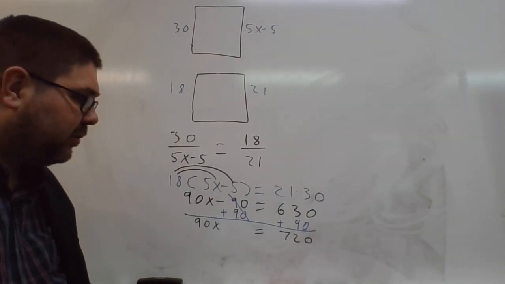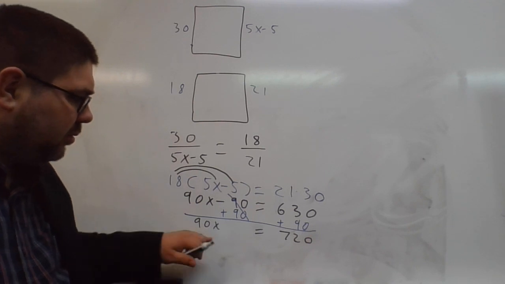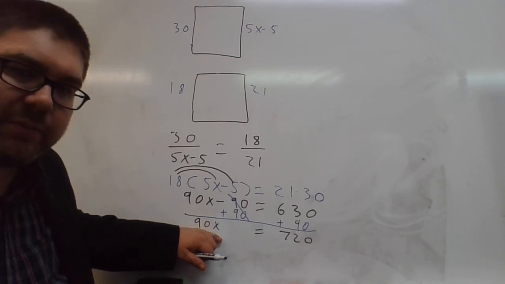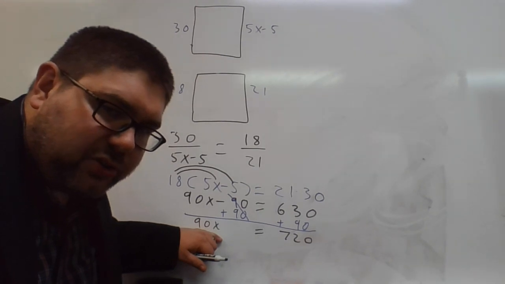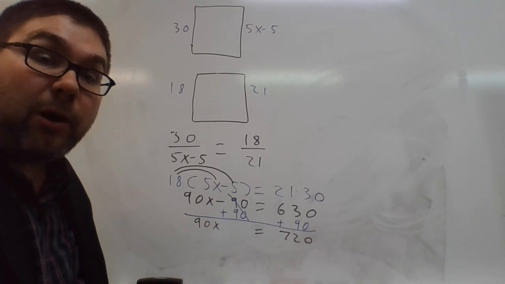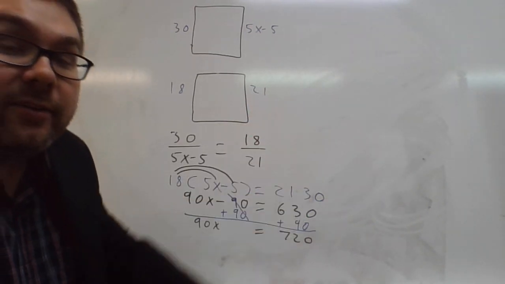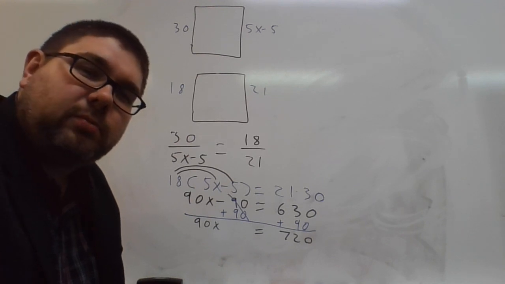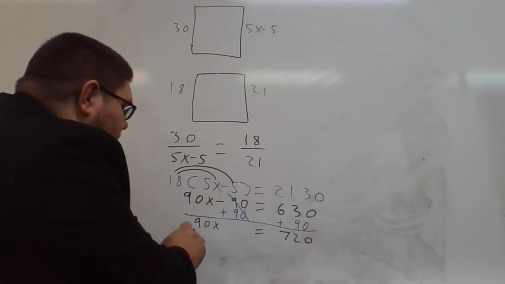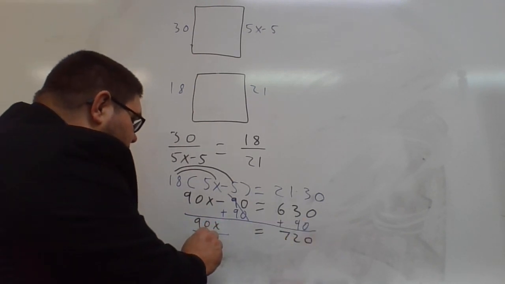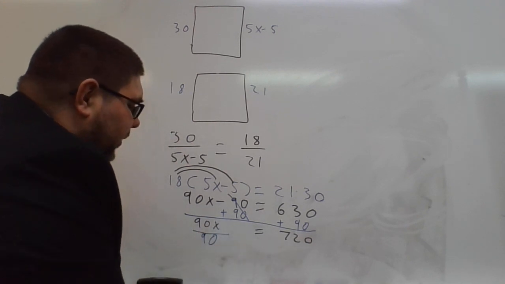Now, last part. 90x equals 720. What operation is taking place? That's right, it's multiplication. I assume everyone watching was like, multiplication! That's accurate, right? Anyway, what's the opposite of multiplication? It's division. So the inverse operation of multiplication is division.